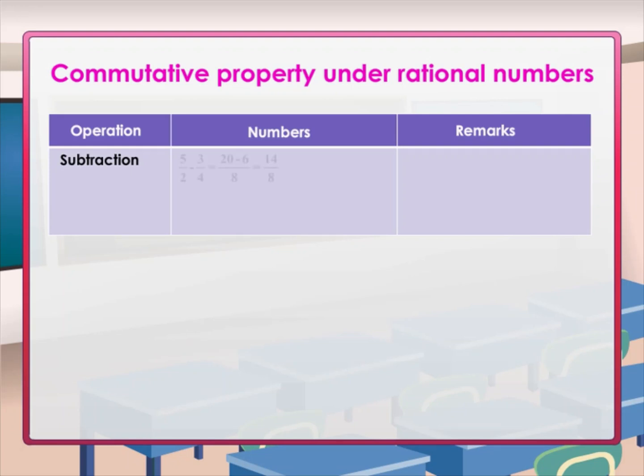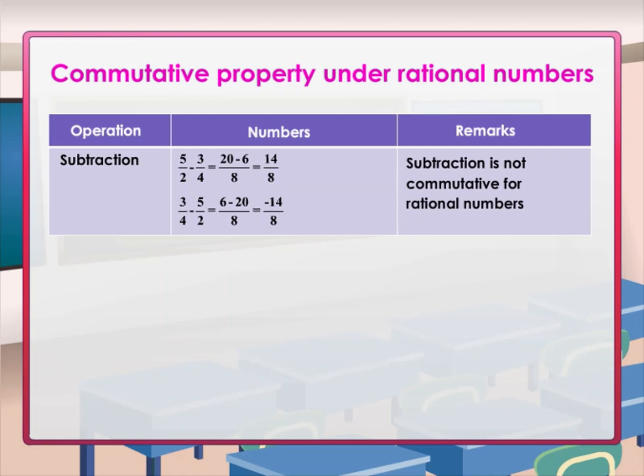If we subtract two rational numbers, say 5 by 2 minus 3 by 4 is equal to 20 minus 6 by 8, we get 14 by 8. If we interchange and subtract the rational numbers, 6 minus 20 by 8, we get minus 14 by 8. Therefore, we can conclude that subtraction is not commutative for rational numbers.